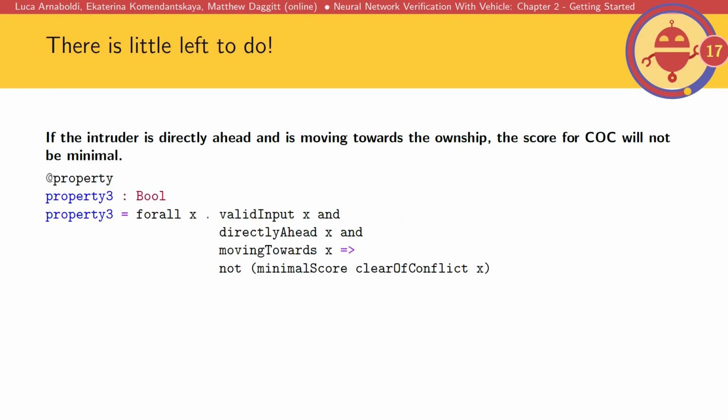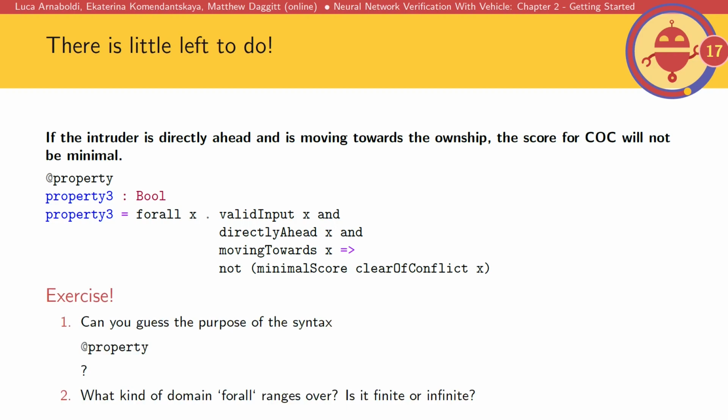Okay, so to finish off our property, we just put it all together. We defined what valid input is. We defined what it means to be directly ahead, moving towards. And then finally we put not, minimal score, clear of conflict X. And that's the whole of the spec, really. All right. So this looks very easy, and this is just following the nose of the specification that we were given. A few questions just as a sanity check that we understand what's going on.